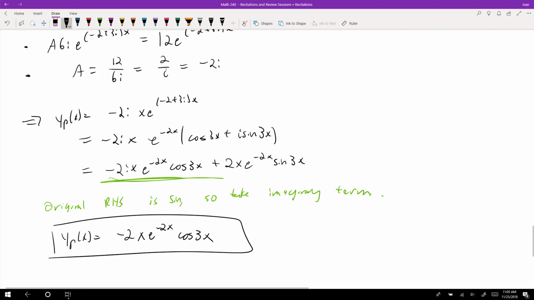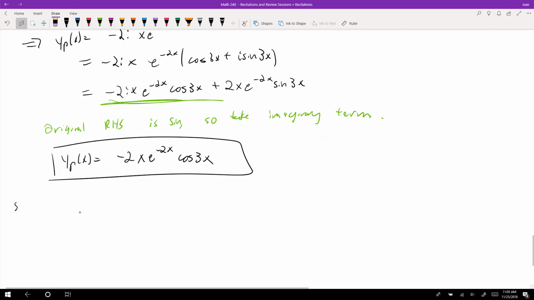I guess just to finish it off, step 4, the general solution. So y of x is equal to yh plus yp, and we have yh written above, and we just found yp.